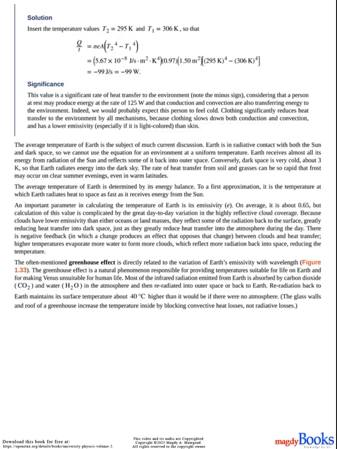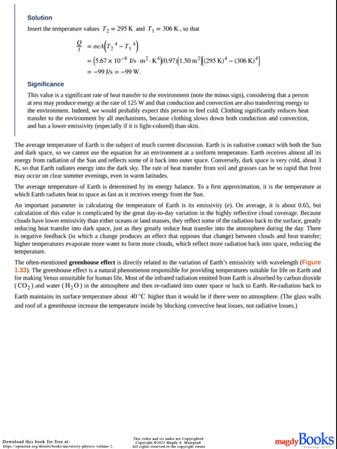The average temperature of Earth is determined by its energy balance. To a first approximation, it is the temperature at which Earth radiates heat to space as fast as it receives energy from the sun. An important parameter in calculating the temperature of Earth is its emissivity, e. On average, it is about 0.65. But calculation of this value is complicated by the great day-to-day variation in the highly reflective cloud coverage.